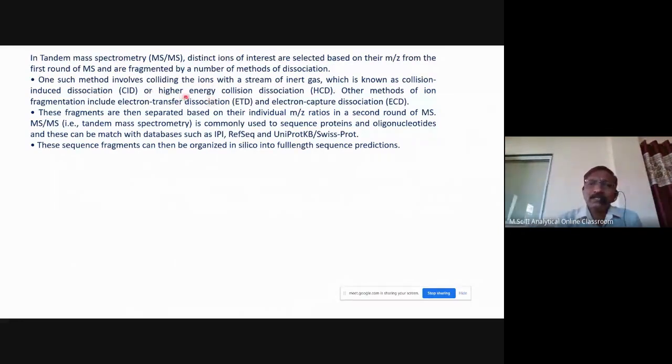There is also another way, higher energy collision dissociation, HCD. These two are commonly used. Along with that, other methods of ion fragmentation include electron transfer dissociation, that is ETD, and electron capture dissociation. So the transfer of electron or capture of electron takes place. The number of fragments is observed on the basis of transfer of electron as well as absorbing the electron, and we can get a number of fragment patterns. So on the basis of such collisions, fragmentation takes place by using a number of methods.